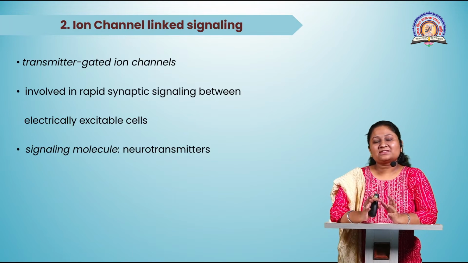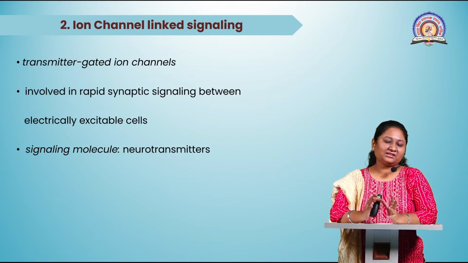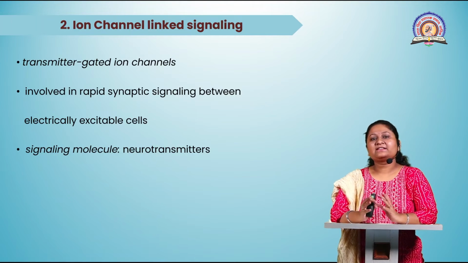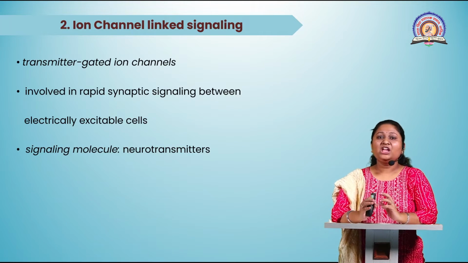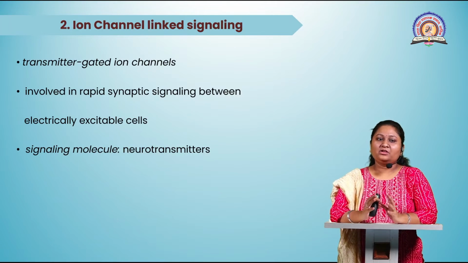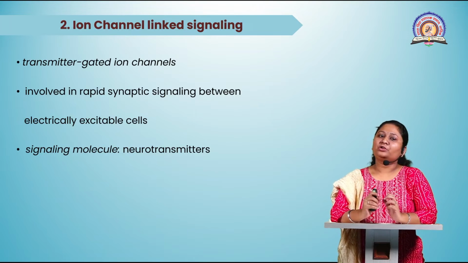Electrically excitable cells means cells whose potential is changed, and here the signaling is rapid, as we had seen in paracrine signaling, where the signaling was very fast. Similarly, here in the ion channel, the signaling is rapid. Here mostly neurotransmitters are involved, and the acetylcholine example can again be taken for understanding ion channel linked signaling.